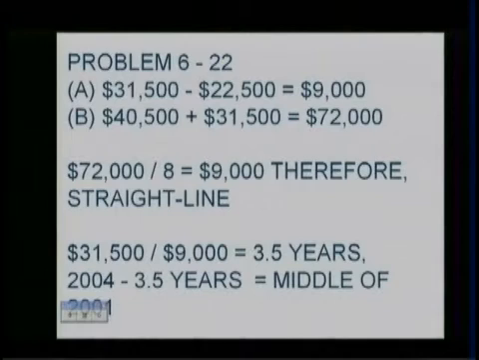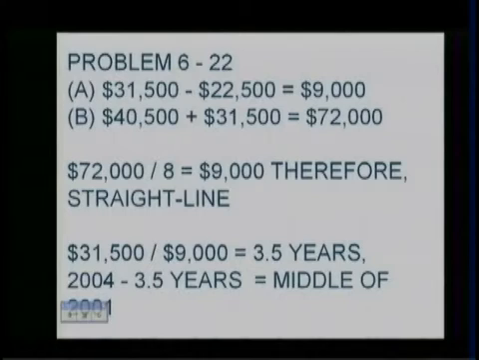So if we add the $40,500, the $31,500, we get $72,000. Now we could have done the same thing using 2003 simply by taking $49,500 net book value and adding the $22,500 accumulated depreciation, and we would still end up with $72,000 in cost. So we know we're right because we can check it that way.